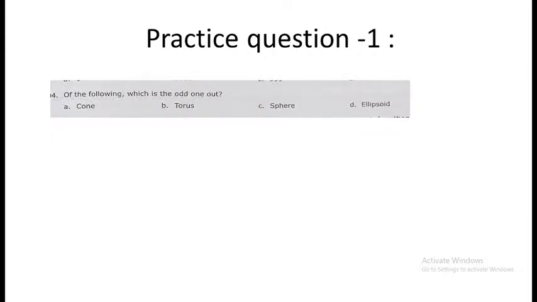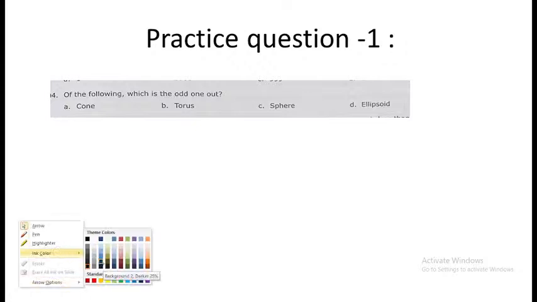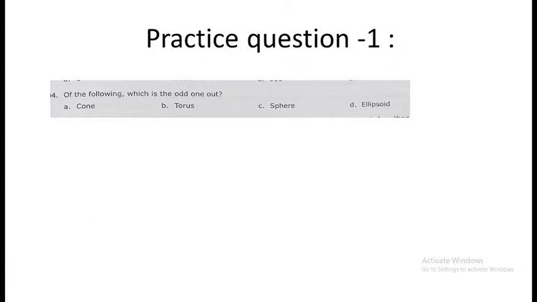You need to find out the odd one out option. Out of the following, you need to find out which of them is the odd one out. So 4 options in front of you. Try to recall what images will be formed for a cone, for a torus, sphere and ellipsoid, and then try to mark the odd one out for the same, everyone.